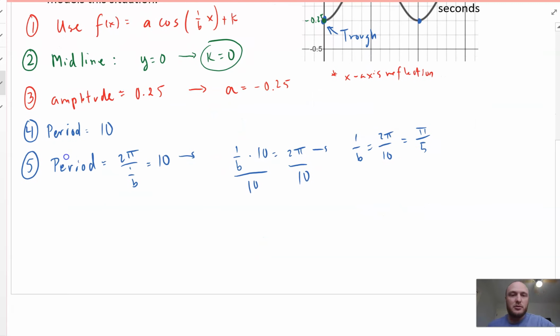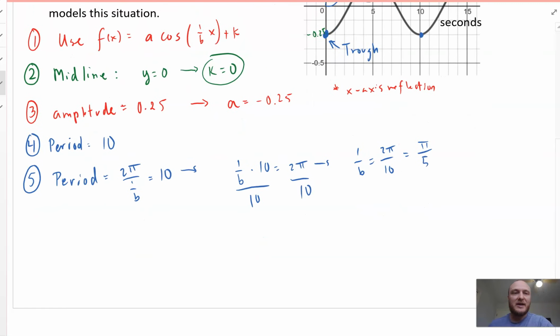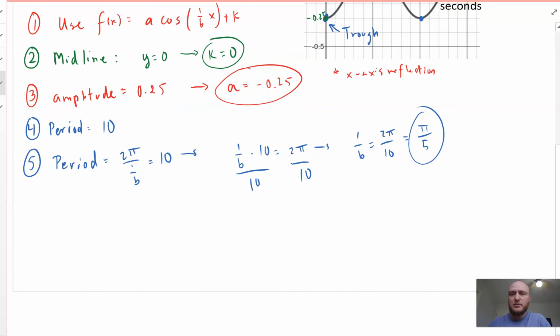Okay, so hey, I have my midline, I have my a value, and I have the 1 over b value, which helps determine period.